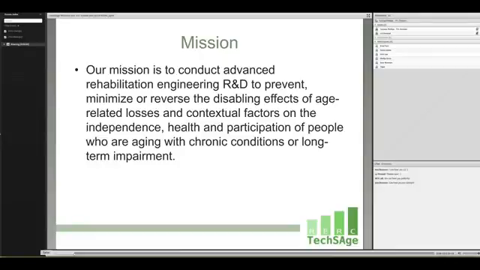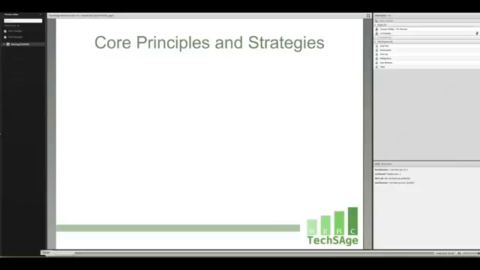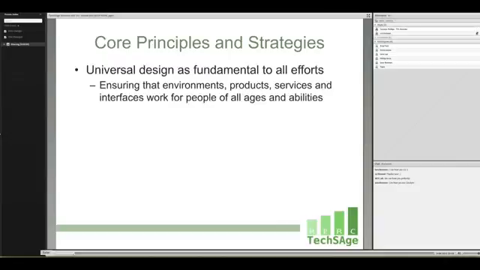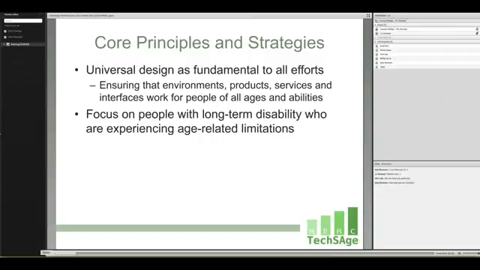It's really about folks with disabilities aging well. And so it's very important to make that distinction there. Some of the core principles and strategies: we see universal design as fundamental to all the efforts, ensuring that environments, products, services, and interfaces work for people of all ages and all abilities. Big emphasis on that and the concept of universal design.